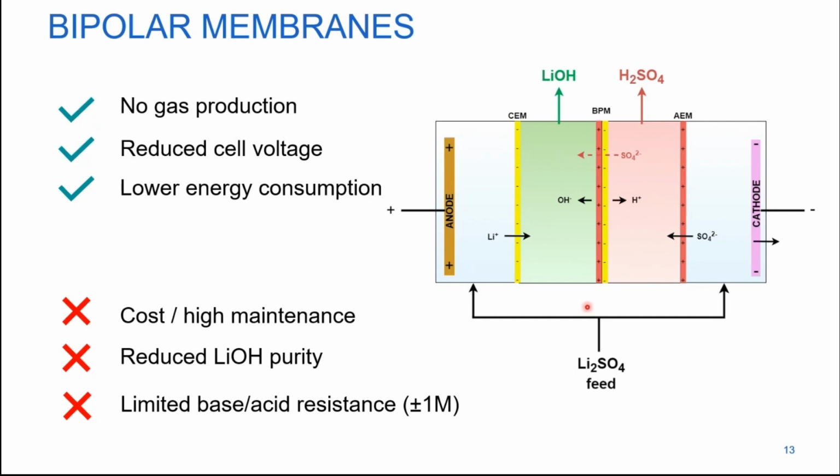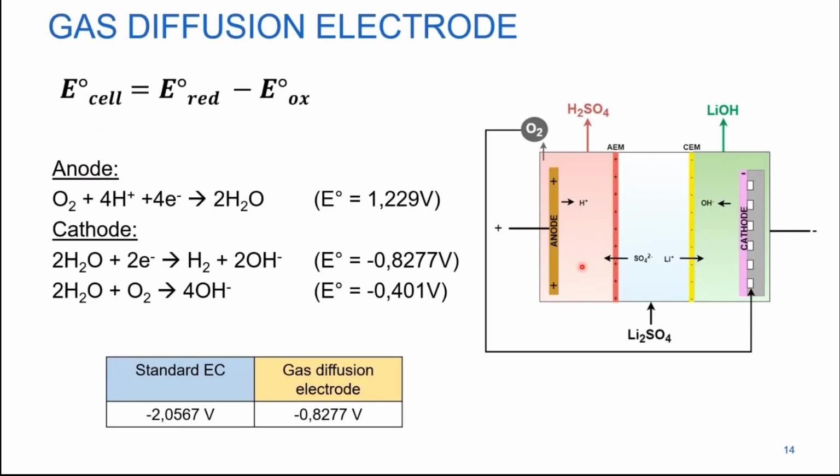And then the last drawback is that especially the anion exchange side of the bipolar membrane is still not very resistant to high base concentrations, and therefore they also need to further improve to have a widespread implementation into this sector. And then the last configuration, which I'm going to talk about, is the gas diffusion electrode.